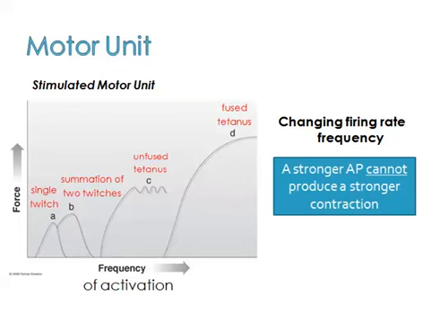But one thing that you don't see in this figure is the strength of the action potential itself, because that has no bearing on how strong a contraction will be for a given motor unit. So the strength of the action potential does not have any effect on the actual strength of the contraction for a particular motor unit.